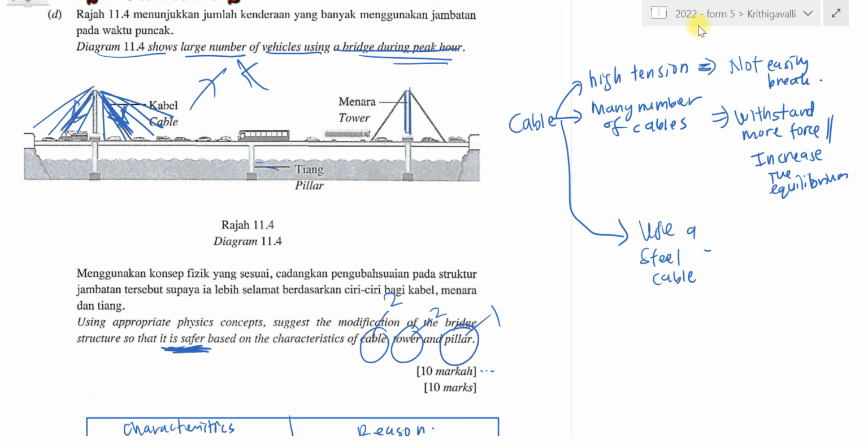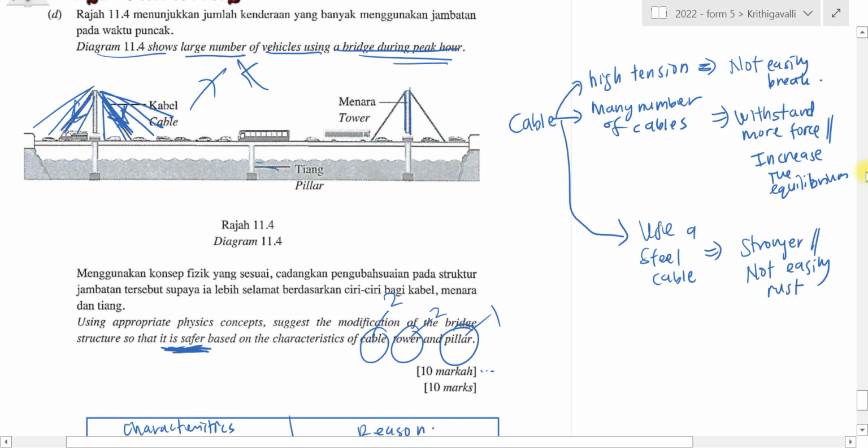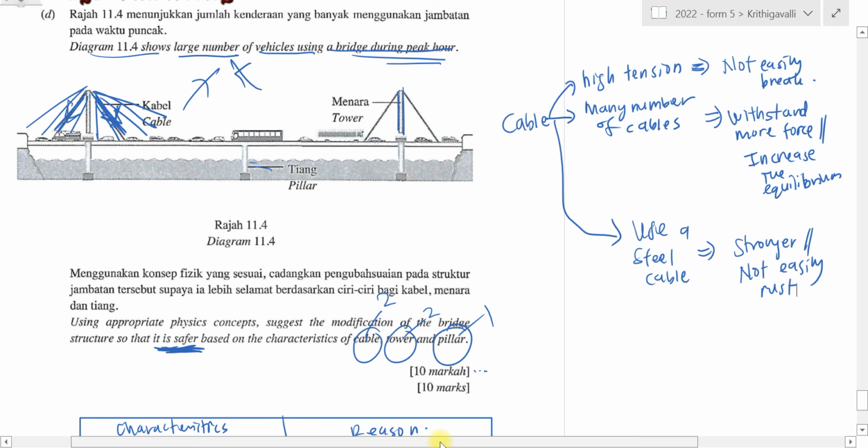Steel cable, why do we use steel? Steel is very strong because it is an alloy, right? Stronger and not easily rust. It's stronger, so it can withstand bigger force. Another reason for cable, another characteristic for cable, I think enough lah. Three is too much already.